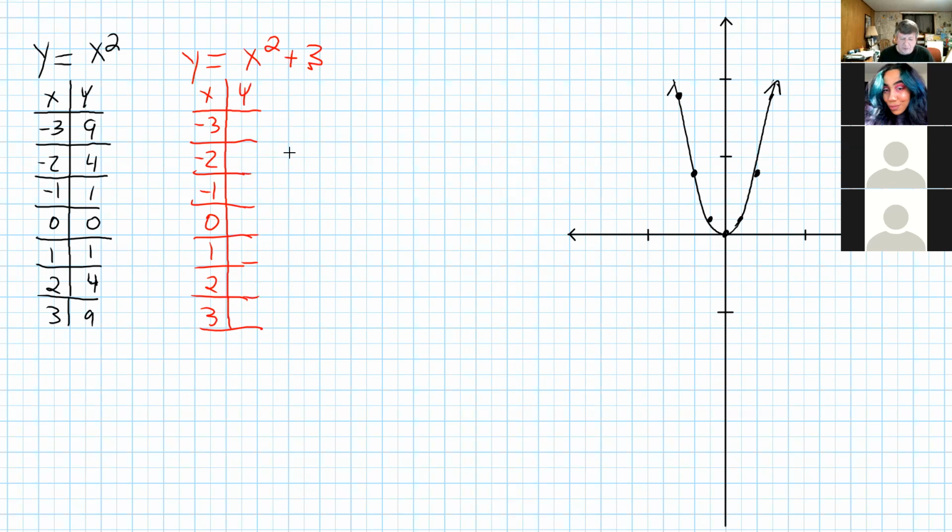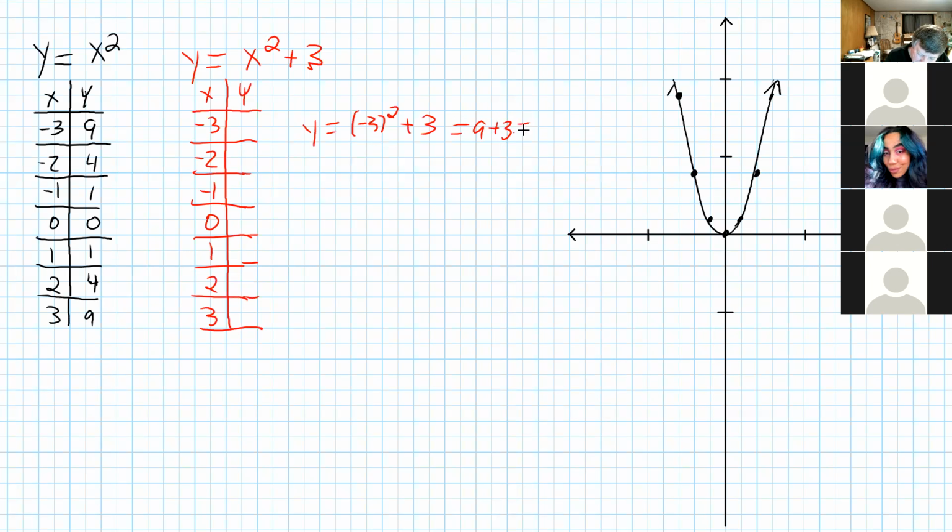Now, order of operations. In this case, y would equal what? -3 squared and then +3, right? What's -3 squared? 9. And 9 plus 3? 12. Good. Okay. Let's say x is -2. y equals -2, the quantity squared, plus 3, which is 4 plus 3, which is 7. Can you see what's going on here?